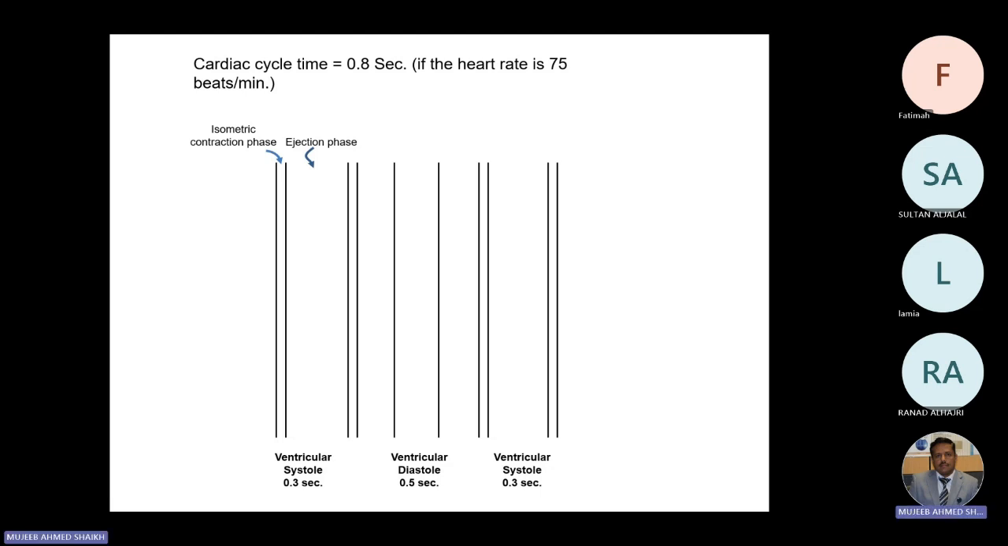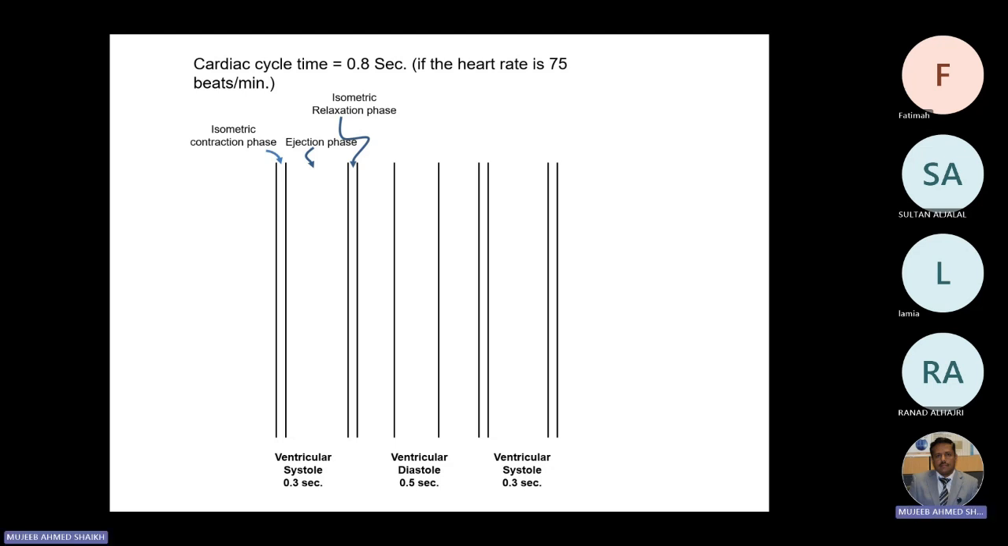Once the ejection happens, the valves will close. That is, the aortic valve and pulmonary valve both will close. At the same time, there is no opening of the AV valves; mitral and tricuspid are both closed. Now the ventricles are in the diastolic phase. So that's why it is called the isometric relaxation phase. Iso means same, metric means length. No change in the length, but still the ventricles are in a relaxed state.